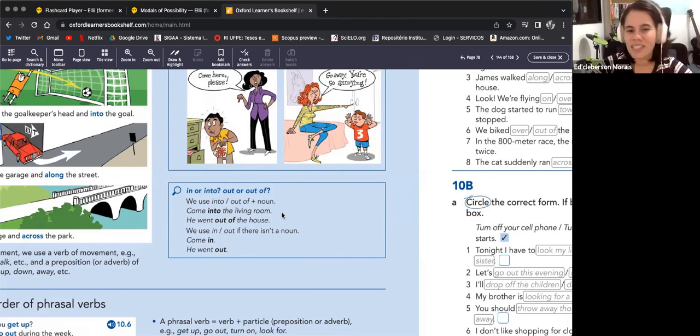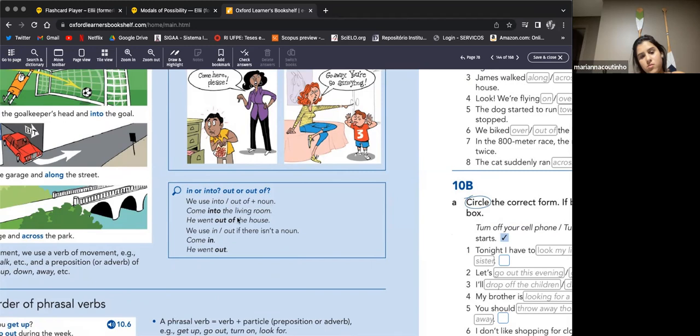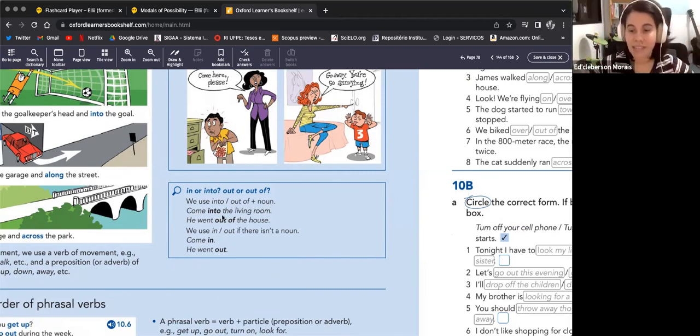And then we have in and out, okay? In and out plus a noun, okay? So come into the living room, okay? Come, the verb, into, the preposition, the living room, a noun, okay? So come into is to get into, entrar, and come out or go out is sair, okay? And every time you use into, in, out, or out of, you have to use the noun after it, okay? Any questions? It's simple.